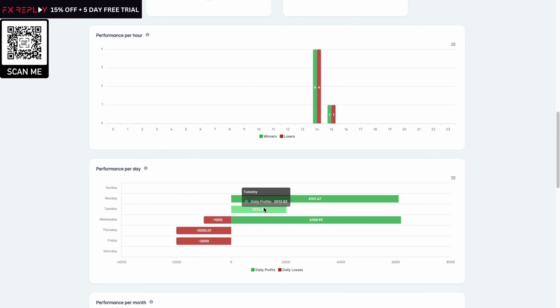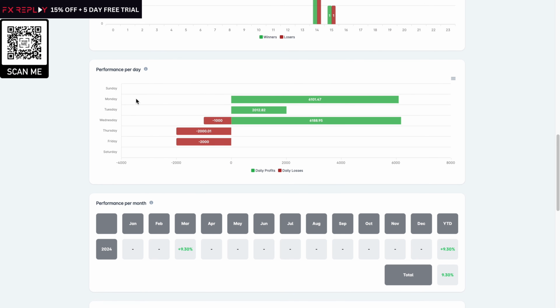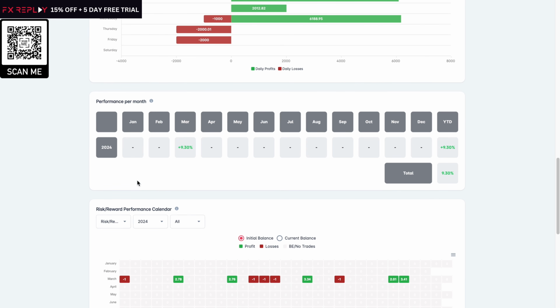Performance per hour, performance per day. So here we see we made the most money on Monday, Tuesday, and Wednesday. And you see on Thursday and Friday our performance dropped. It's good to know. Here you can see performance per month. If you're going to do this for multiple months, you can track that.